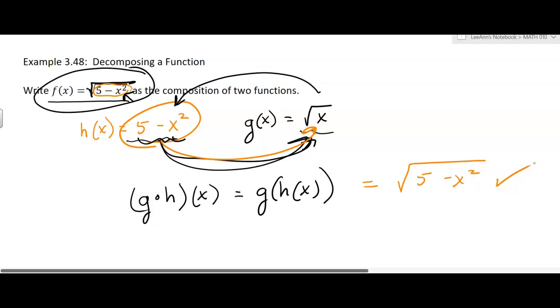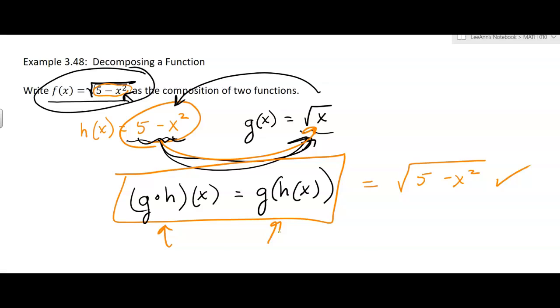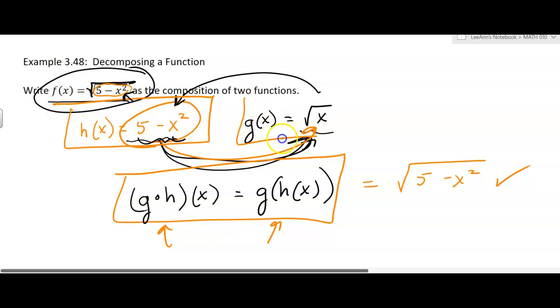Okay, so this is the answer right here. I don't care which way you write it, this way or that way, so that's just a notation thing. But it's called the decomposition of functions. These are the two functions that we're decomposing. So you'd have to give both the functions and then how the composition works. Okay?